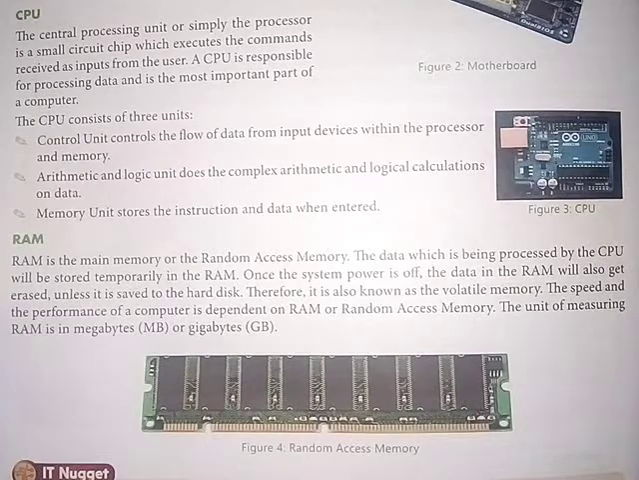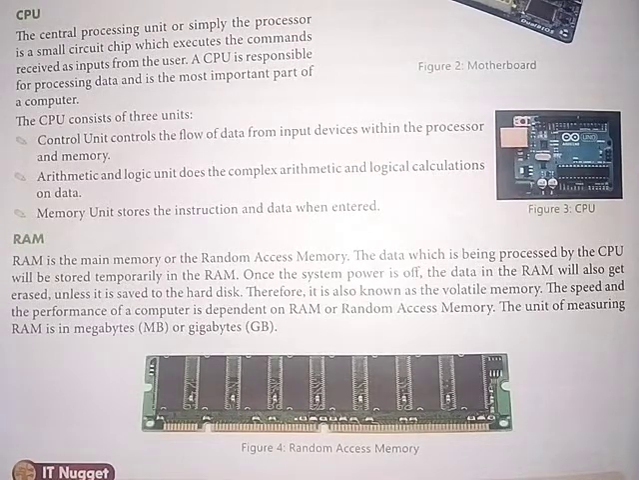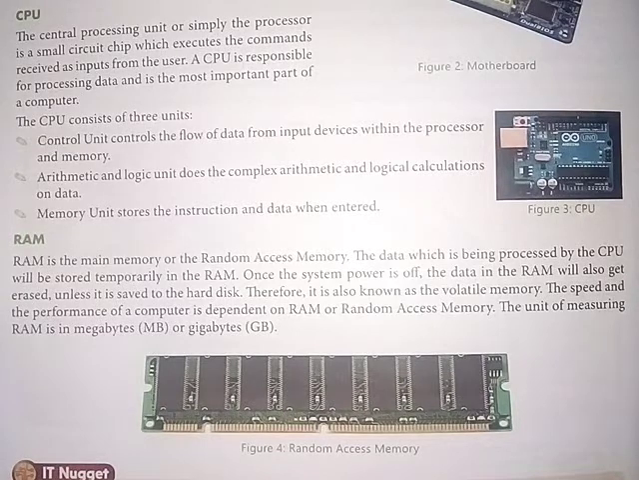Now let's talk about RAM. RAM is the main memory or the random access memory. The data which is being processed by the CPU will be stored temporarily in the RAM. Once the system power is off, the data in the RAM will also get erased unless it is saved to the hard disk. Therefore, it is also known as the volatile memory.